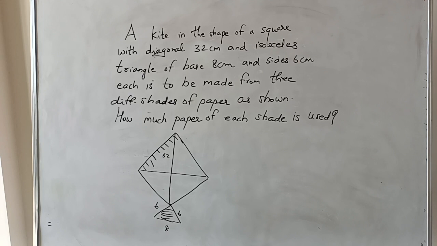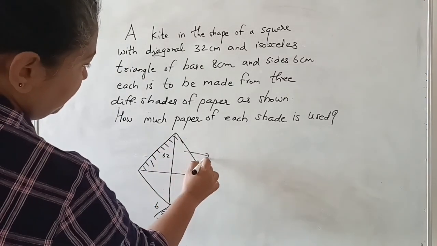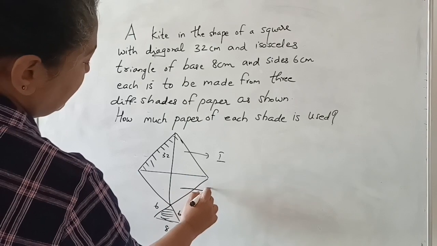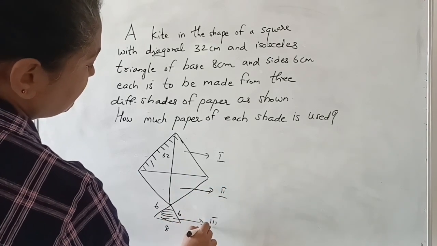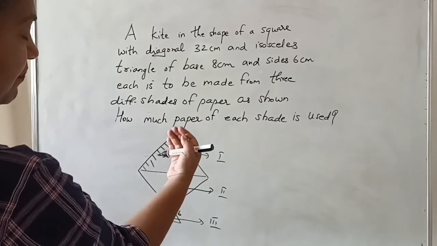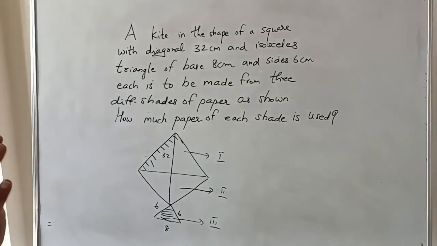Actually, square is a very versatile kind of diagram. You need the side, you only need the diagonal. It's very easy to find the area. Okay, so now they want you to find how much paper of each shade is used. So basically in the question what they are telling is that this particular triangle, which is our first triangle, is of one shade. This is the second triangle which is of the second shade and this isosceles triangle is of the third shade. So in each case, since the different shades are used, we need to find the area of each part separately. Okay.